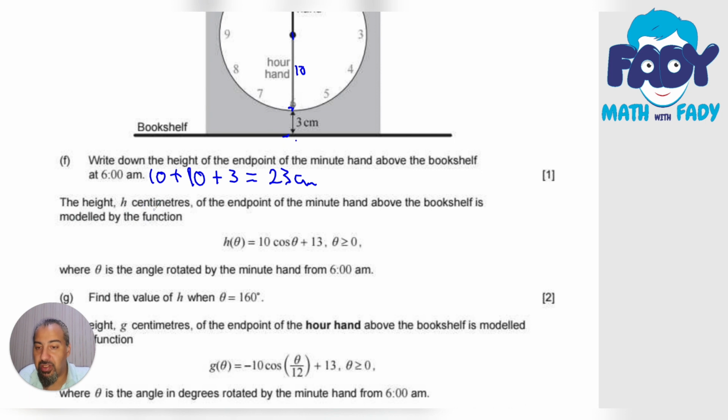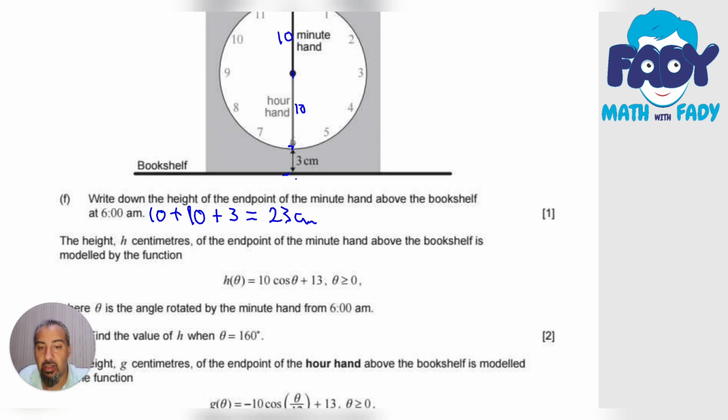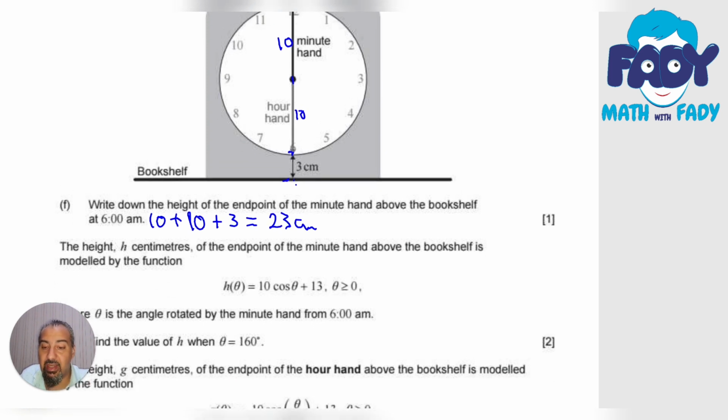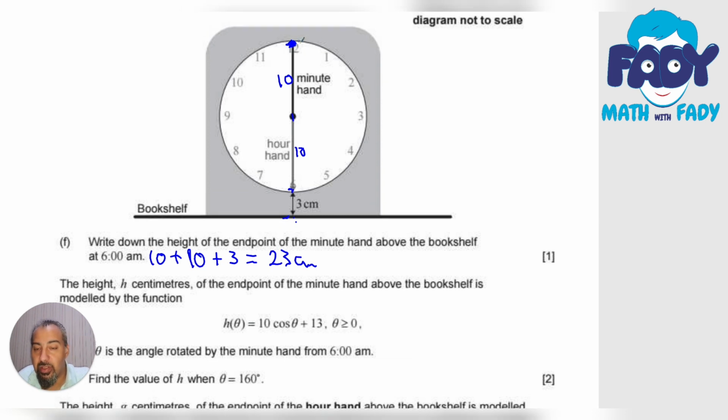The height, h centimeters, of the end point of the minute hand above the bookshelf is modeled by the function. Here is the function. So h represents the height of this end point of the minute hand above the bookshelf. So we are using this function to calculate the height above the bookshelf, where theta is the angle rotated by the minute hand from 6 a.m. So when this minute hand starts moving, it's forming theta. So this is our theta here.